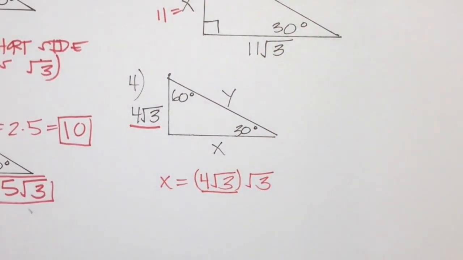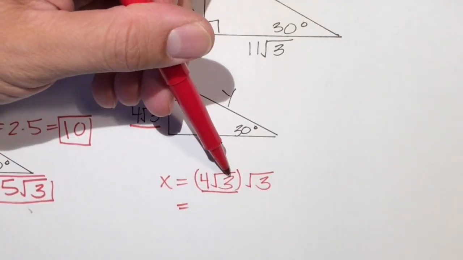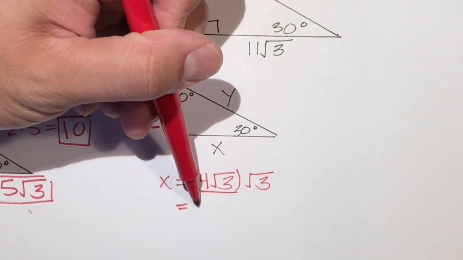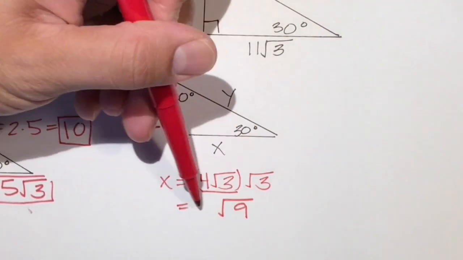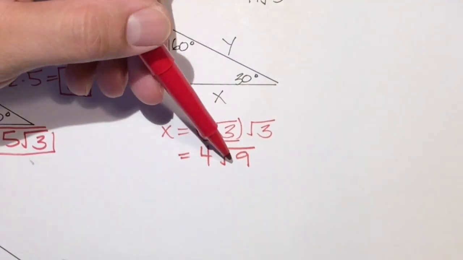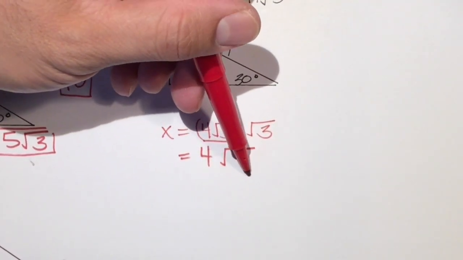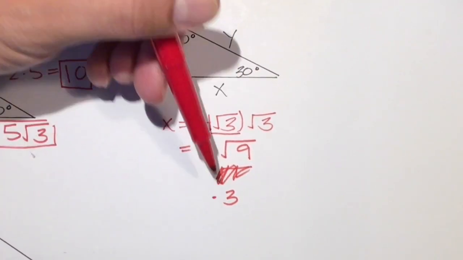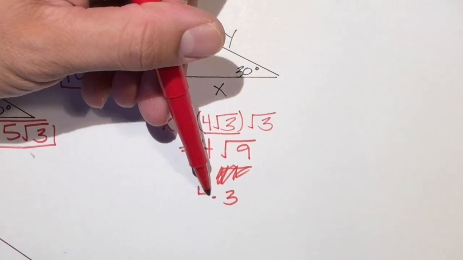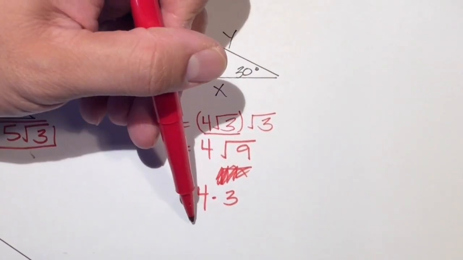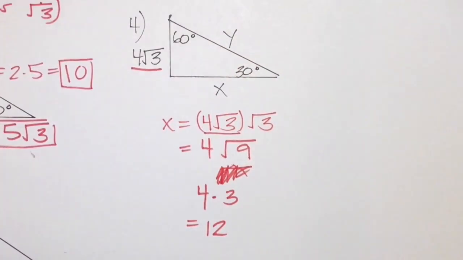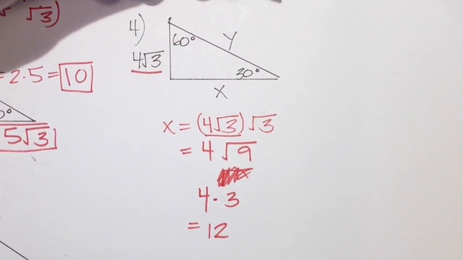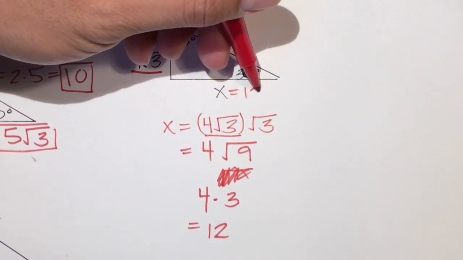But we're not done. We want to simplify this. So, what's radical 3 times radical 3? Yeah, it's radical 9. What's the square root of 9? It's just 3. And we're going to bring down that 4. 4 times 3 is 12. So, look at that. X is 12.